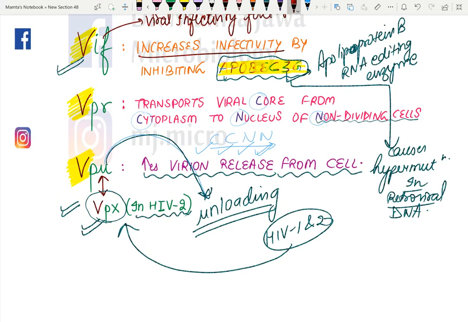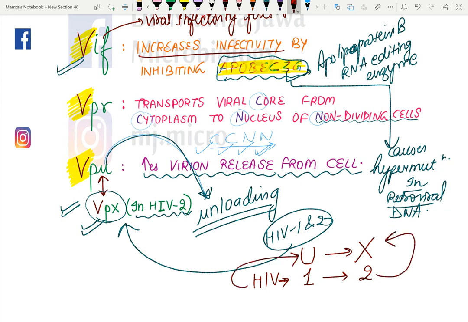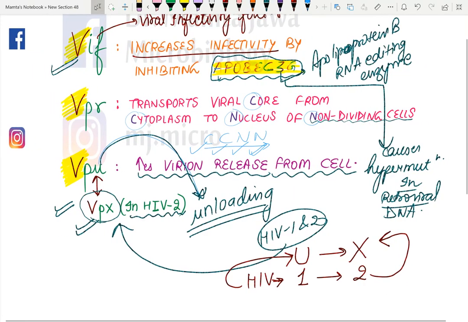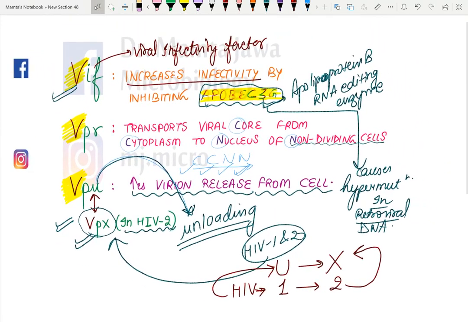You can remember this easily too. Remember in English, here the ABCD will be useful. In English, U comes first followed by X. Similarly in counting, 1 comes first and then 2. So HIV 1 has VPU and HIV 2 will have VPX. Okay, so this is about the HIV genes and the overall structure.